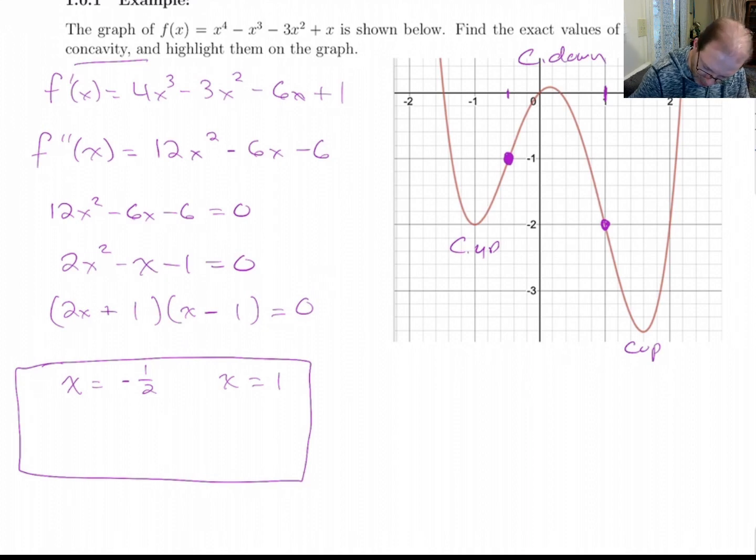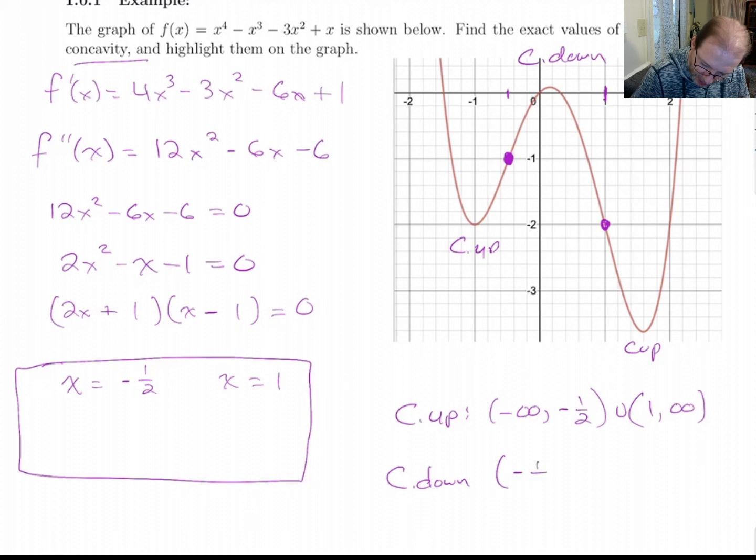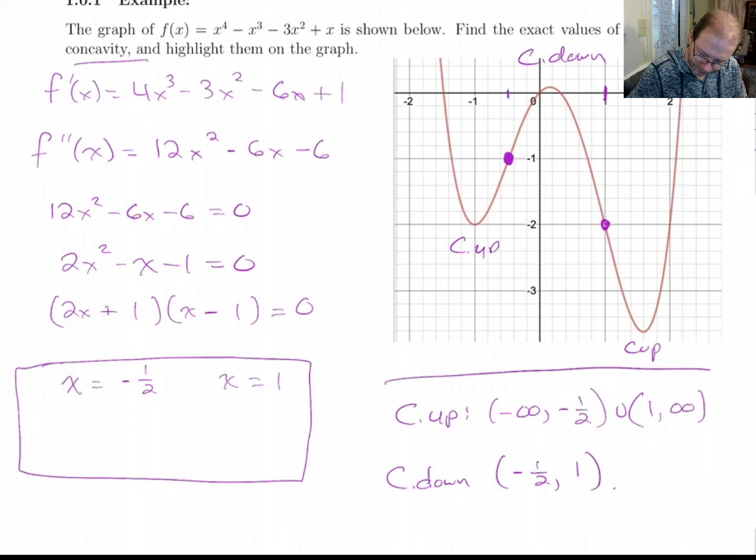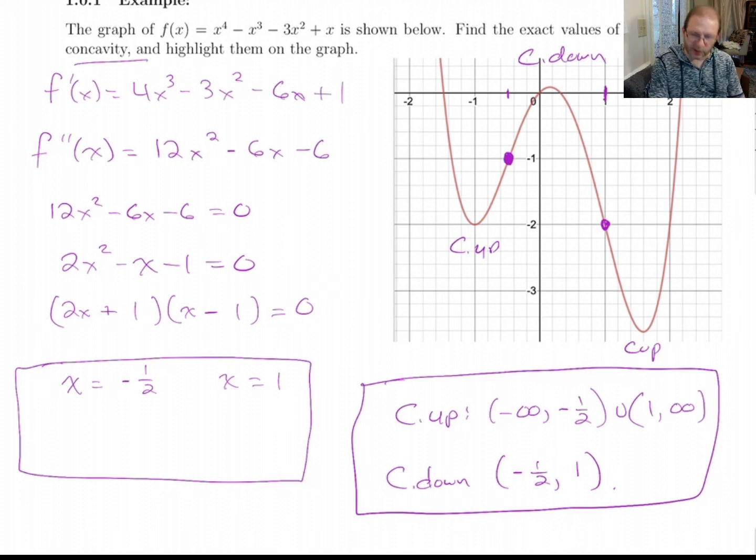So concave up is going to be on minus infinity to negative 1/2, and from 1 to infinity. It's concave down in between, from negative 1/2 to 1. And I've got the inflection points labeled there, and that's really all we need to do for this problem.